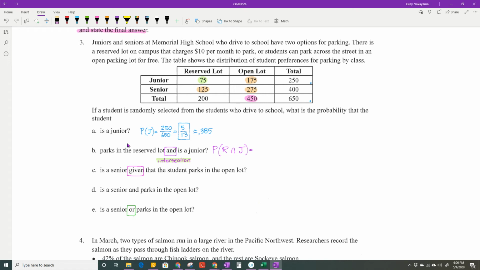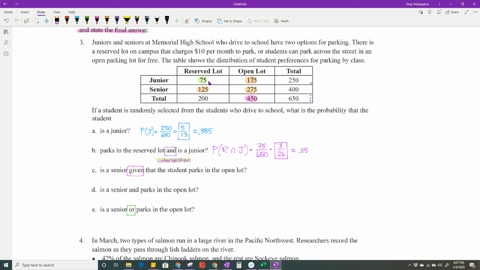Okay. My denominator doesn't change. It's the total number of people. So I get that from right there. I didn't do that one yet. But anyway, 650. And then how many of them are reserved and a junior? So you can look at reserved lot and a junior. Where's the intersection of reserved and junior? Well, I have it highlighted in green. It is 75. So we're going to put that in and reduce it. And again, there's your decimal if you want the 3 places to your decimal.